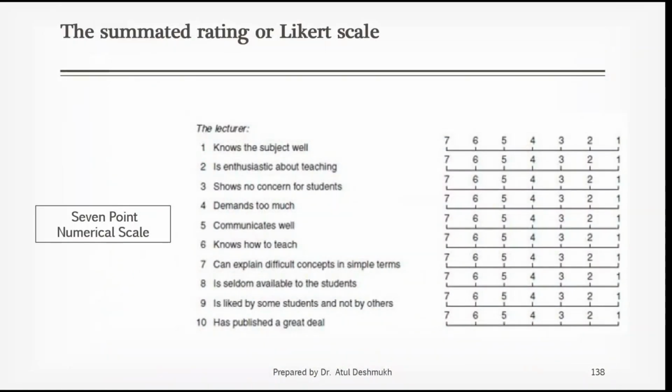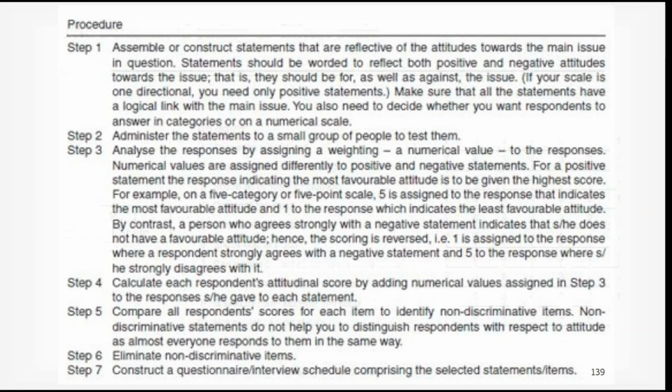Now, the most important aspect: how to formulate this Likert scale. This is one of the most important aspects of your research. There are 7 steps to formulate this Likert scale, and we will go into details of these steps. The first step is to assemble or construct statements that are reflective of attitude towards the main issue in question.